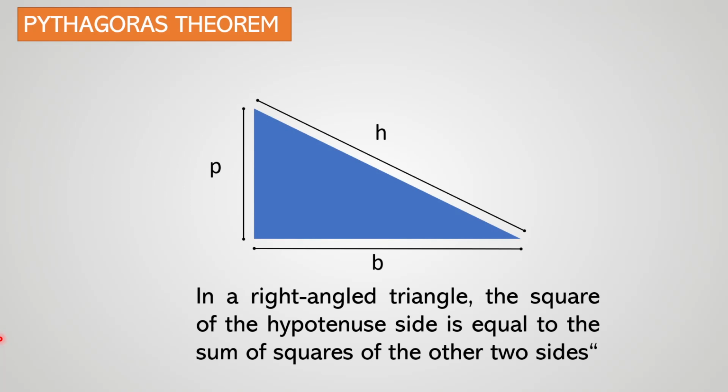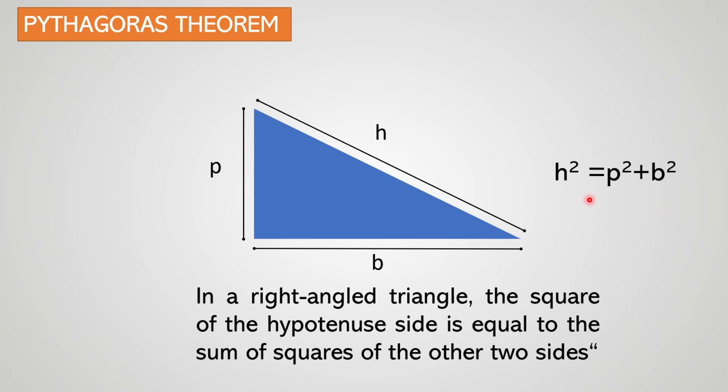As we know, the Pythagoras theorem states that in a right angled triangle, the square of the hypotenuse side is equal to the sum of the squares of the other two sides. So this is the hypotenuse, this is the perpendicular, and this is the base of the triangle. So we know that h square is equal to p square plus b square. Now we have to prove this.